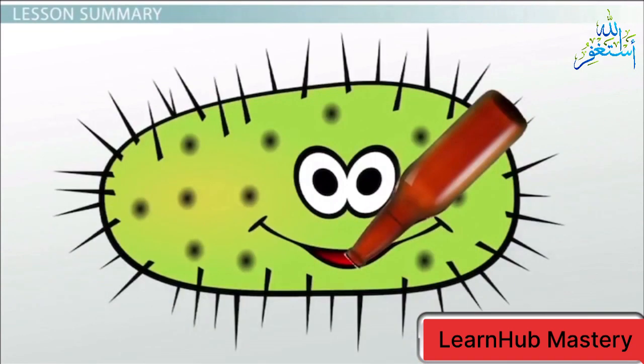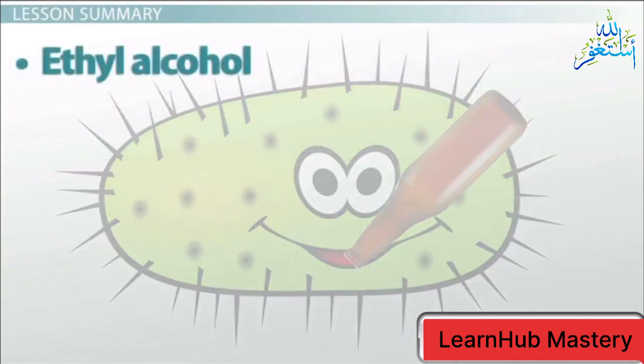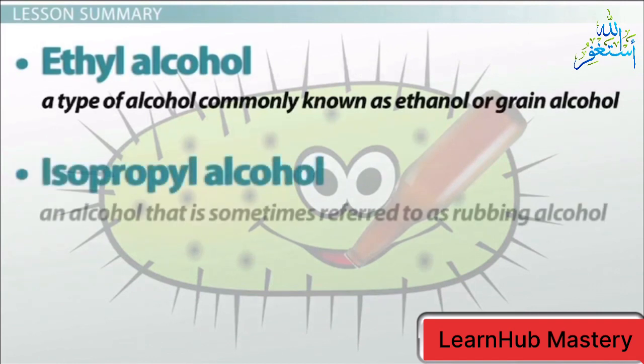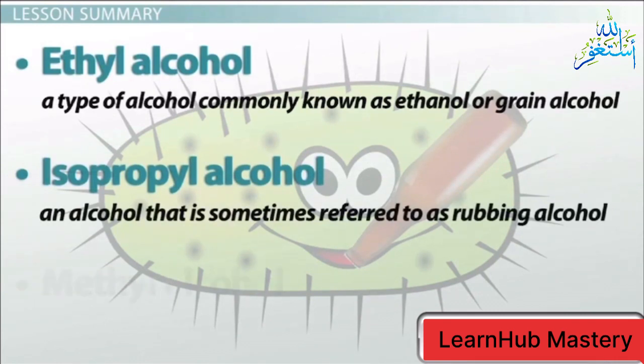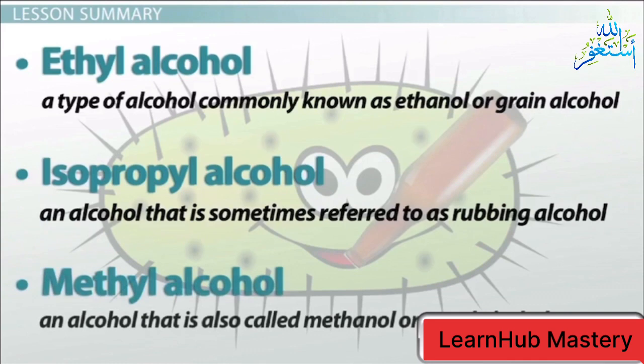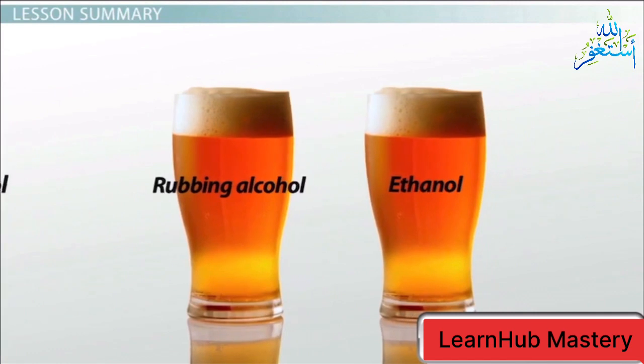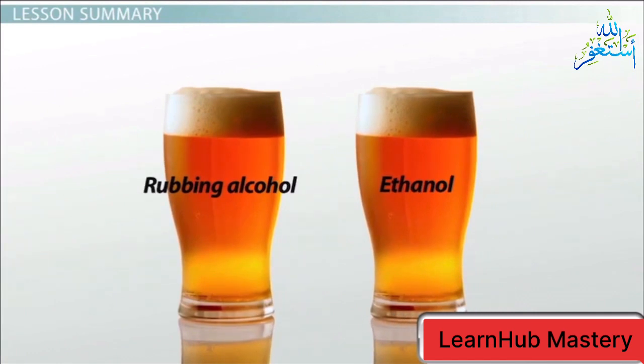So, recall that the three main types of alcohol are known as ethyl alcohol, a type of alcohol commonly known as ethanol or grain alcohol, isopropyl alcohol, an alcohol that is sometimes referred to as rubbing alcohol, and methyl alcohol, an alcohol that is sometimes called methanol or wood alcohol. Methyl alcohol is considered to be too weak to be used as a disinfectant. Hence, we stick to using the former two instead.